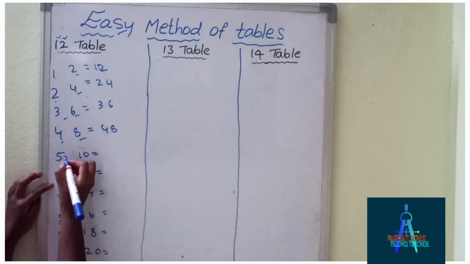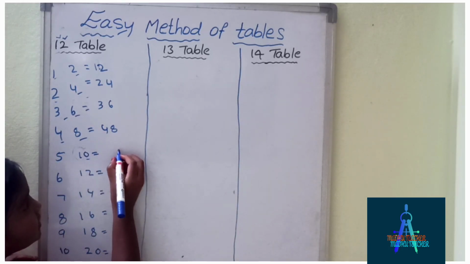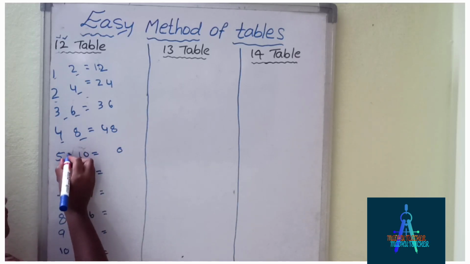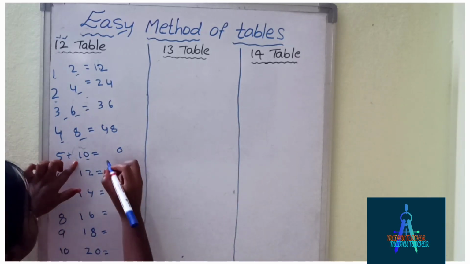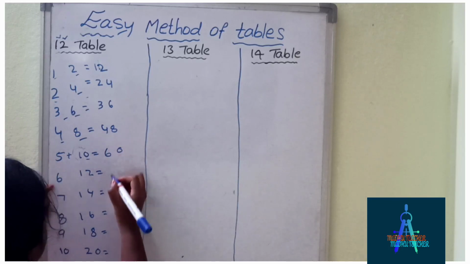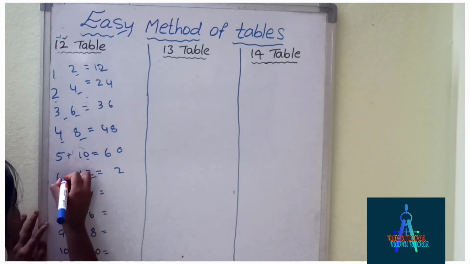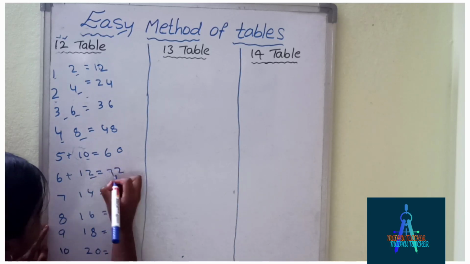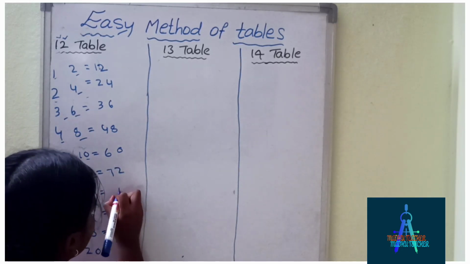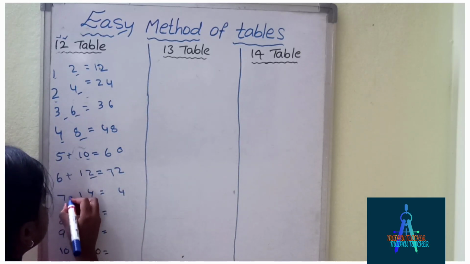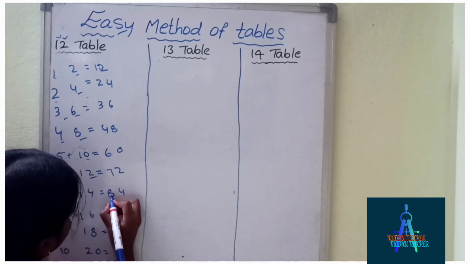Next, here we must start zero as it is. But we must start 5 plus 1 is equal to 6. This next one here 2 as it is. 6 plus 1 is equal to 7. Next 4 as it is. 7 plus 1 is equal to 8.